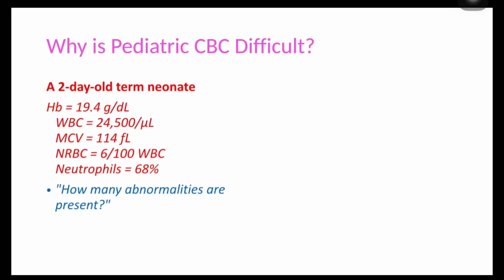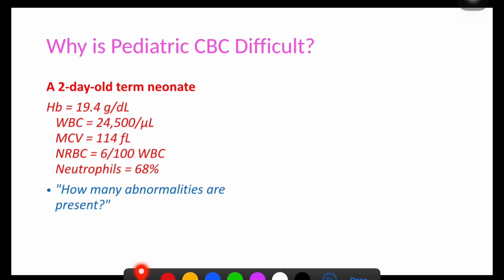Let's see one scenario. A 2-day-old term neonate, and here Hb is 19.4, WBC 24,500, MCV 114, NRBC 6 per 100 WBC, neutrophils 68%. So here how many abnormalities are present? Let's see.